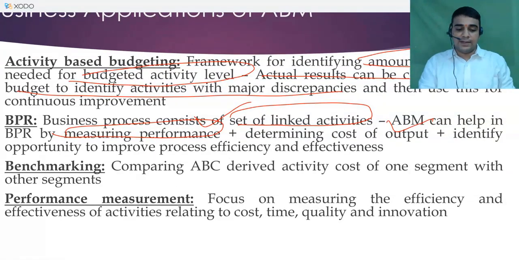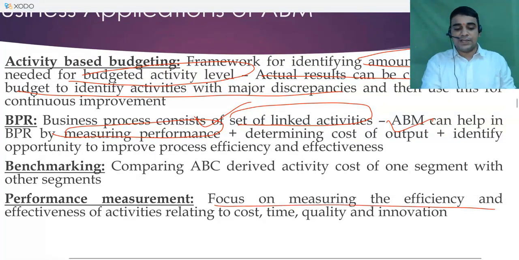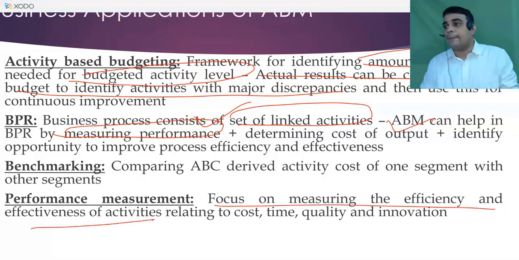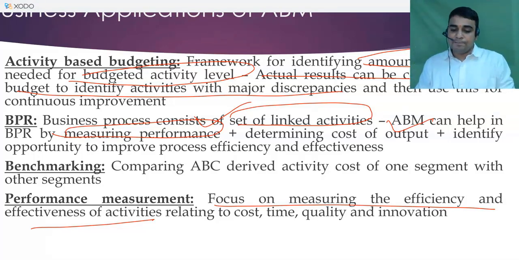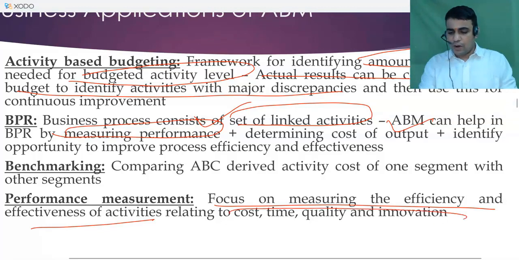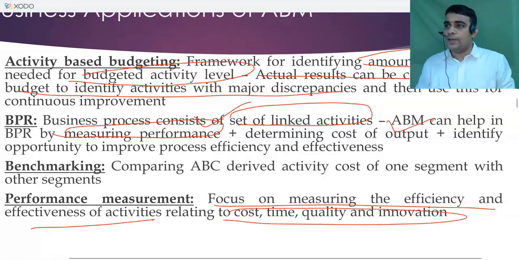The last part is something we have already discussed. Focus on measuring the efficiency and effectiveness of activity. How do you do this? By comparing the actual performance with the budgeted or the standard performance. For certain activities, you'll have to take the budgeted performance. For certain activities, you may have to take the standard performance. You do this comparison related to cost, time, quality, innovation.